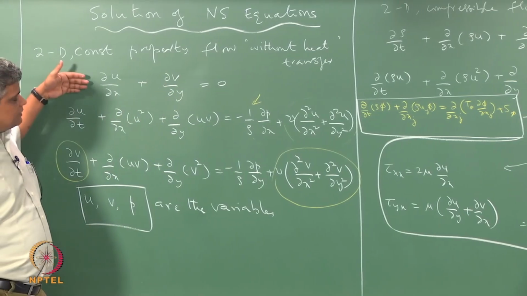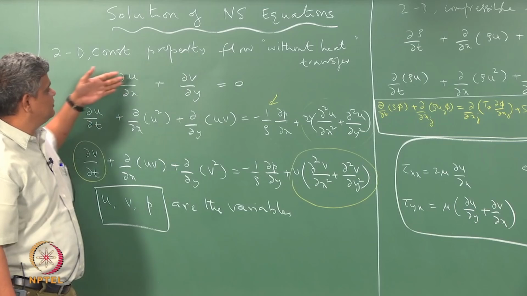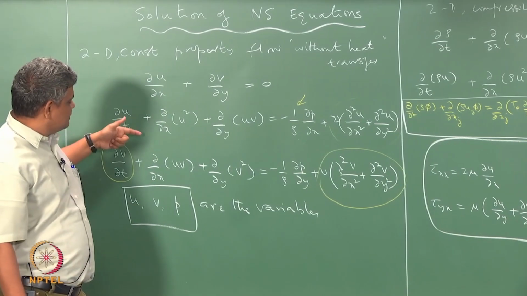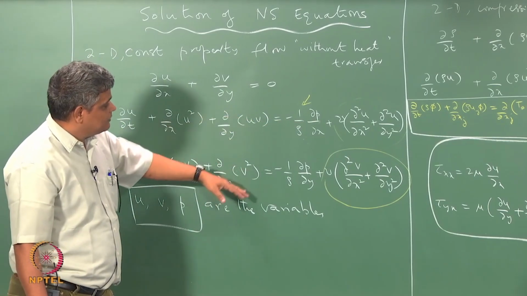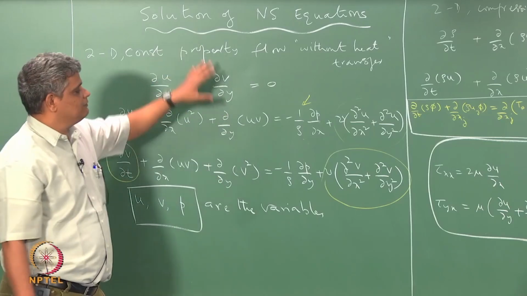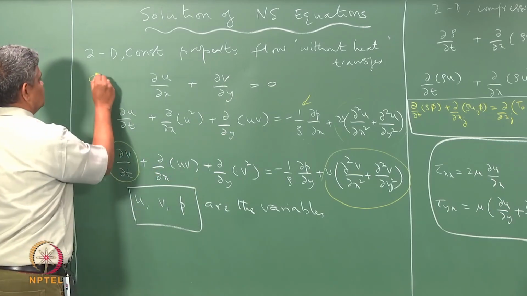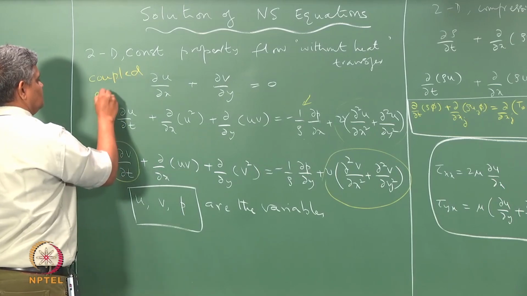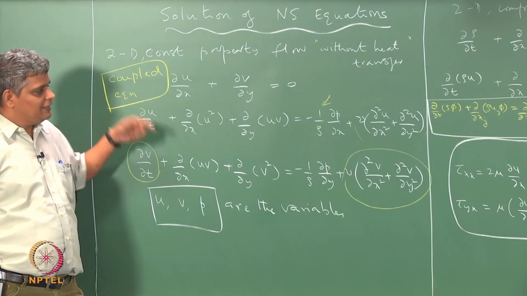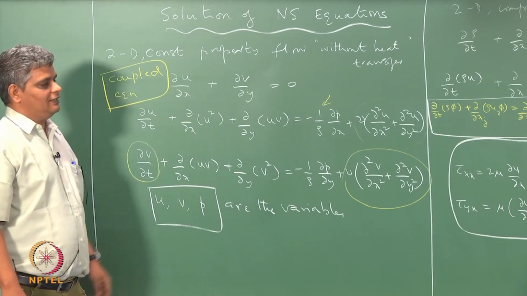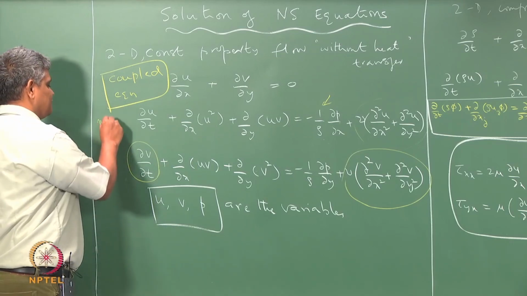When you are trying to solve this, let us say for u, then we do not know v. If you are trying to solve this for v, then you do not know u. When you are trying to solve this for u, p is not known, v is not known. But when you take all of them together, then you have three equations and three unknowns. So, these are coupled equations. You cannot solve any one equation in isolation like you are doing for the model scalar transport equation, and not only that, these are non-linear equations.